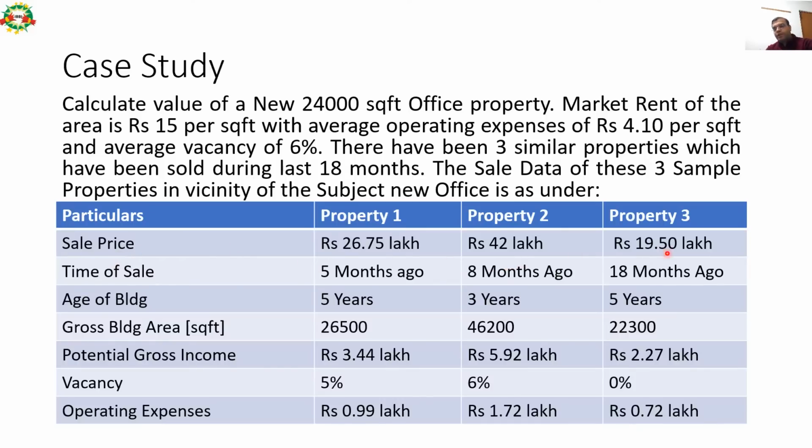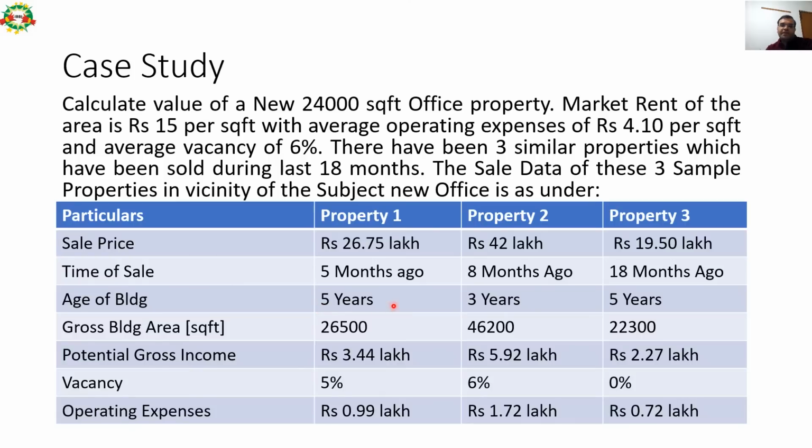Property 2 was 42 lakh, and property 3 was 19.50 lakh. So these were the sale prices of the sample data. Time of sale: the first property was sold 5 months ago from today, the second property was sold 8 months ago, and the third property was sold 18 months ago.